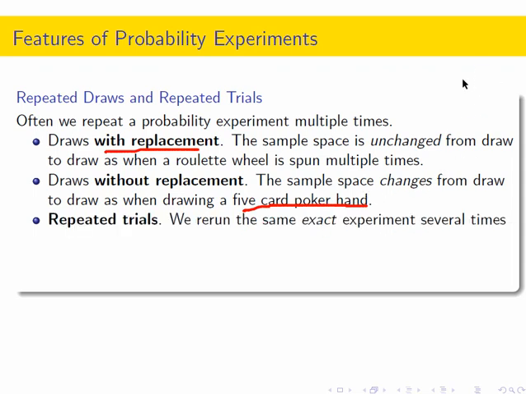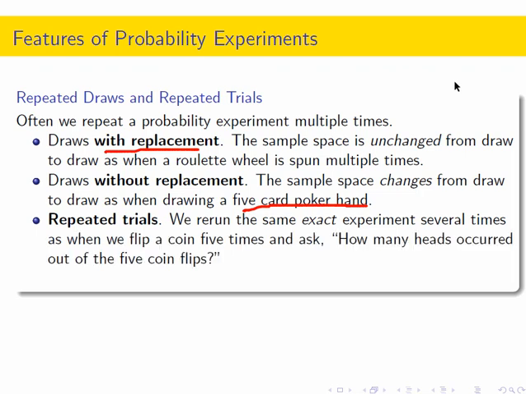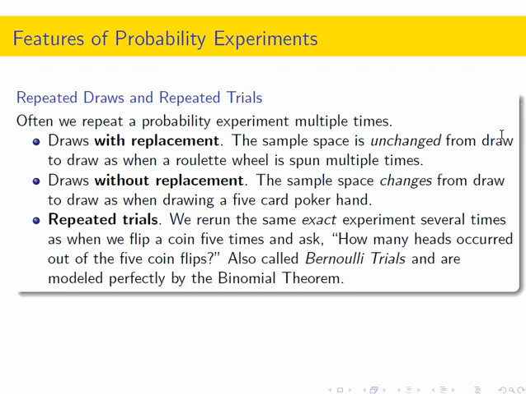And finally, repeated trials, when we rerun the exact same experiment several times, like flipping a coin 5 times and asking how many heads occur out of the 5 coin flips. One thing that's important about repeated trials is that it doesn't really matter whether we flip the same coin 5 times or whether we flip 5 coins at once. We often model this with a probability tree, and we can model it whether it's sequential or simultaneous. We call this Bernoulli trials.